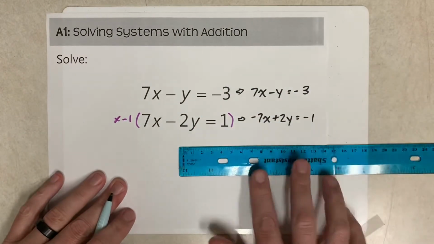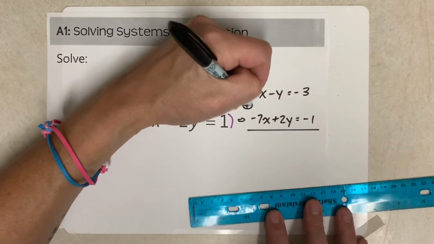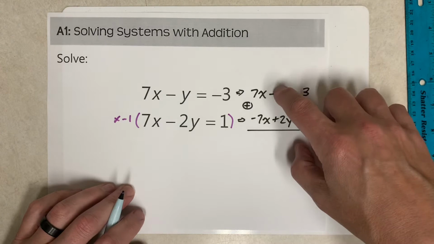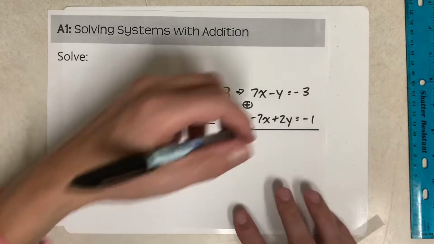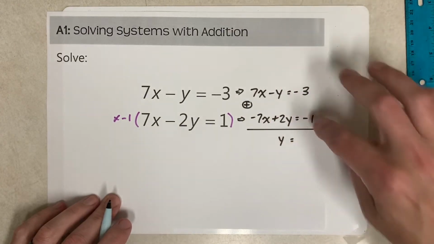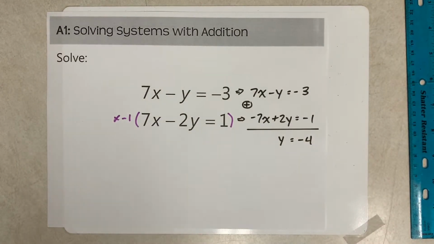Now I'm going to take those two equations and add them together. The 7x's are going to cancel. -y plus 2y gives me a positive y. -3 plus -1 is -4. And so my y value is -4.